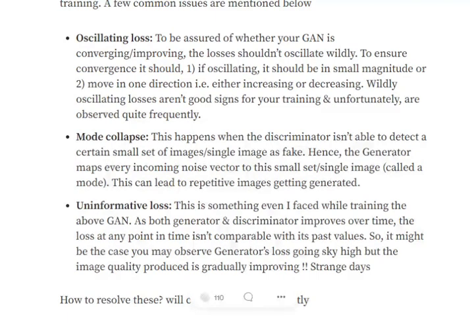Generally, we wish the loss function to be very low when we are building any image classifier or text classifier. But in this case, the loss function might be very high, and still your model has trained well. So this is called an uninformative loss function.